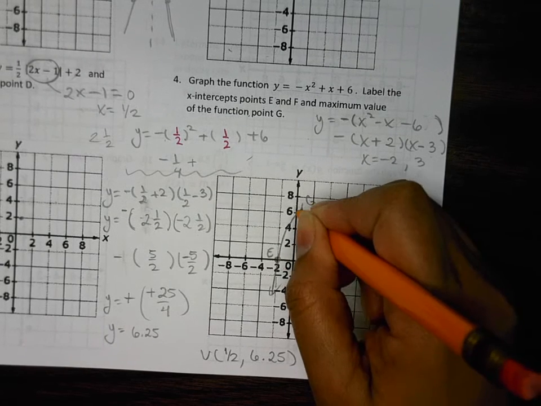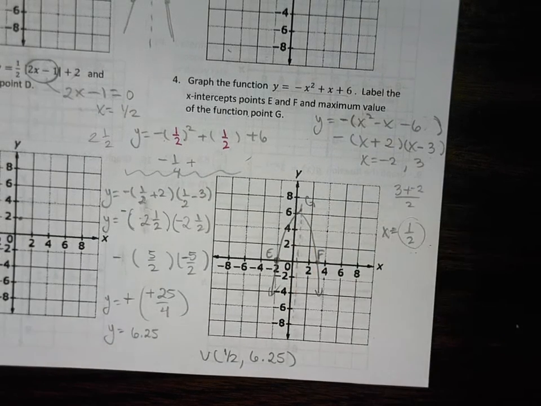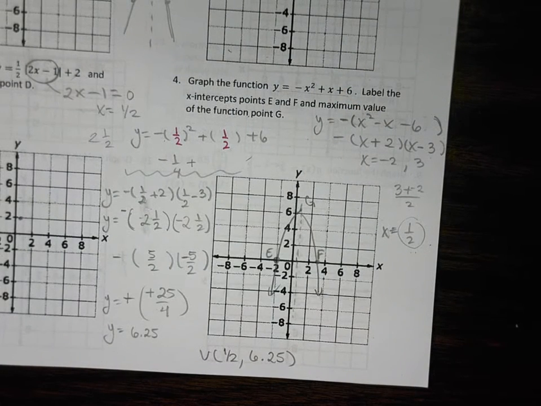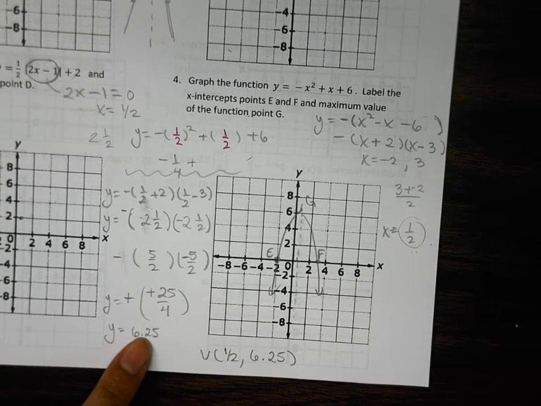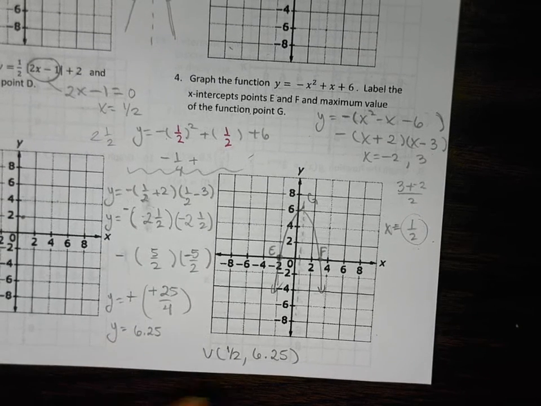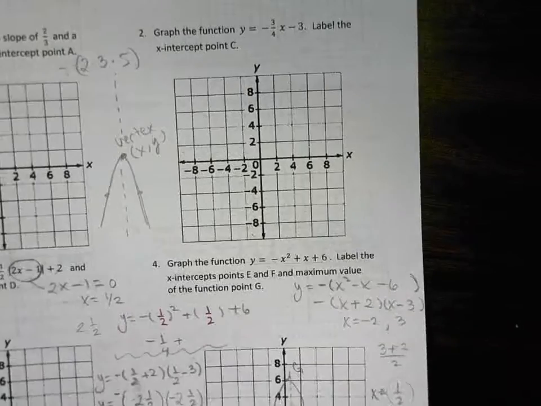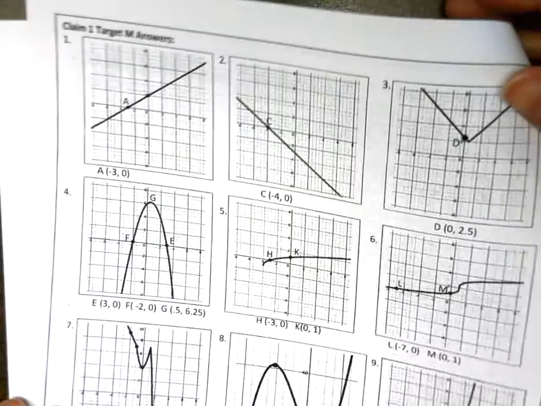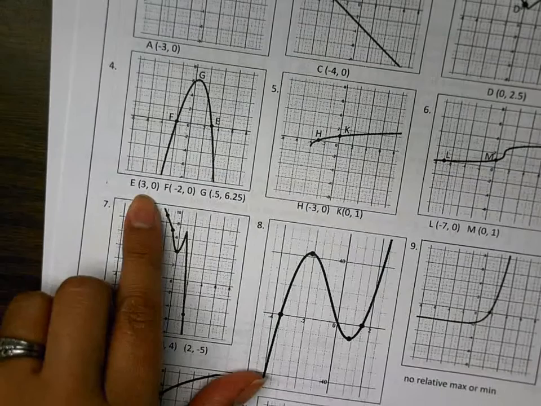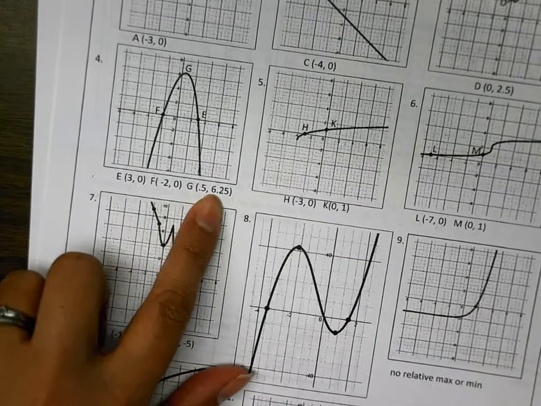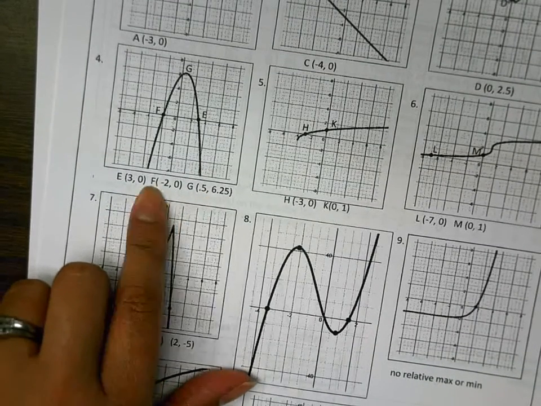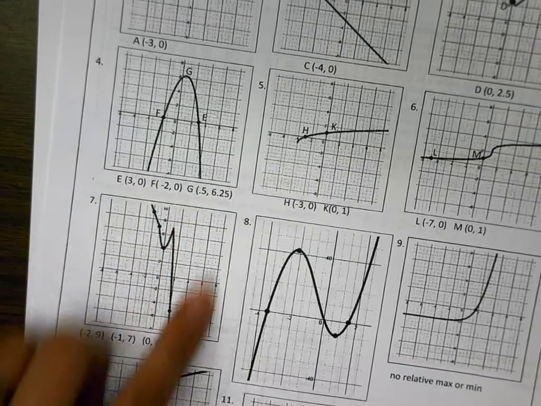And is it opening down the way it should because it's negative? Yes. So if they asked you what the maximum value is, it's the 6.25. It's the Y value of your vertex. Make sense? Yeah, and if you look here, oh, they did label it. So 3, 0, -2, 0, 0.5, and 6.25. So it did work. Okay.